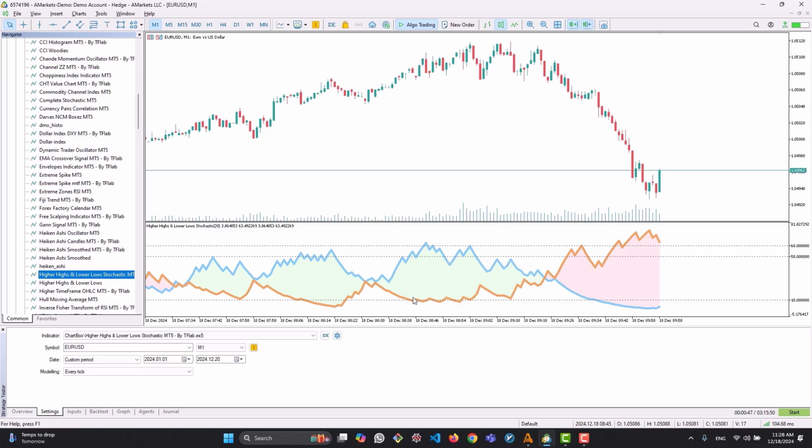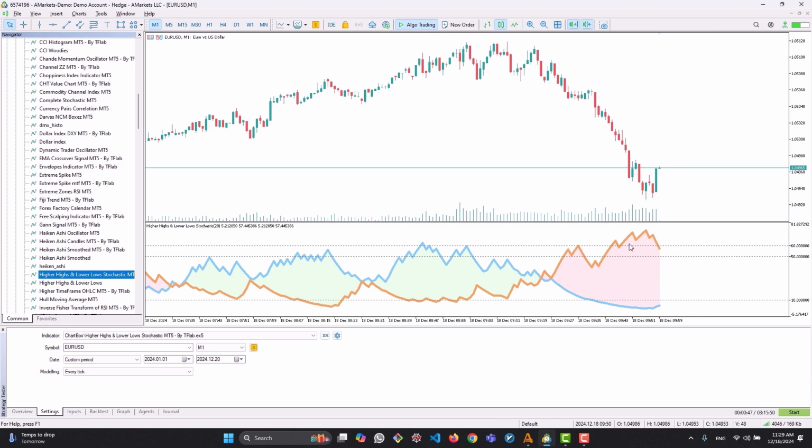the orange line, it indicates a bullish trend. And if the orange line is above the blue line, it indicates a bearish trend. Also, there are three limits. It shows us the levels 10, 50, and 60, which we can adjust in the settings.